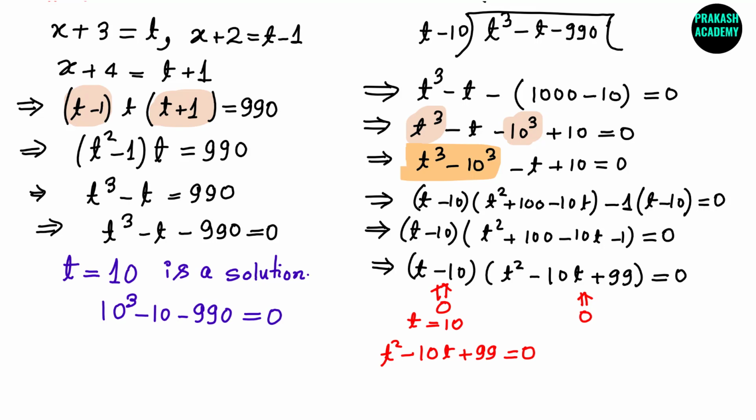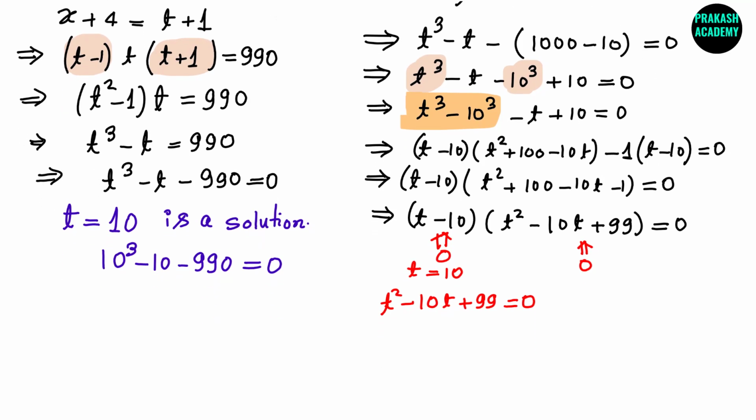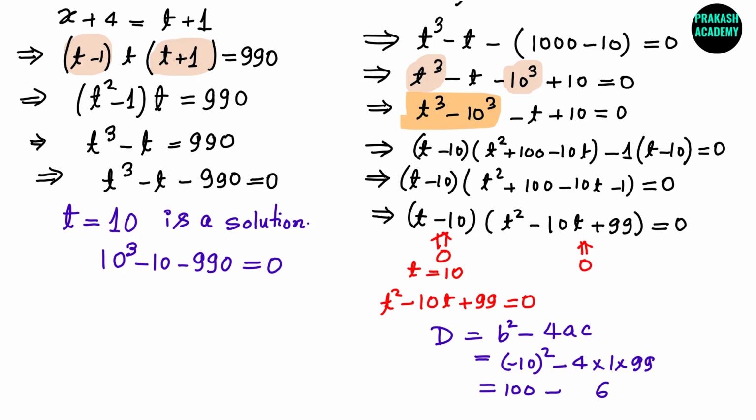In the case of a quadratic expression, we find the discriminant, which is b square minus 4ac. In this case b is 10, so 10 whole square minus 4 times a, which is 1, and c, which is 99. So this is 100 minus 396, so this number is negative. If the discriminant is negative, this equation has imaginary roots. In this problem we have to find the real roots. So t equals 10 is the real and the only solution.